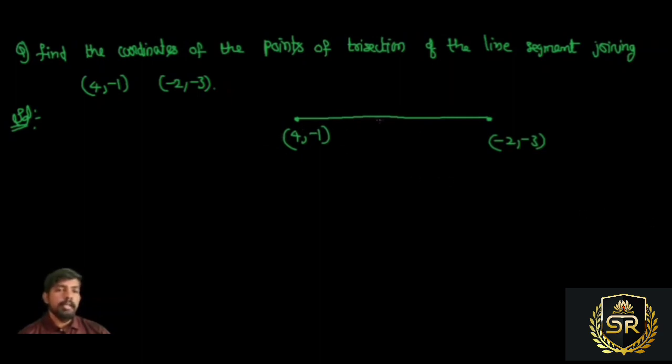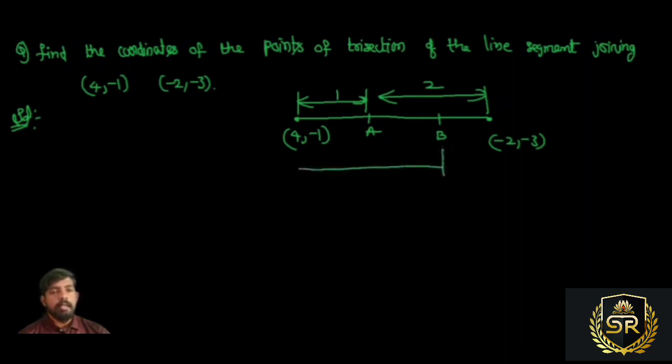Points of trisection means A and B both divide the line. A divides this line in a 1:2 ratio, and B divides the line in a 2:1 ratio. We should remember this whenever you come across trisection.